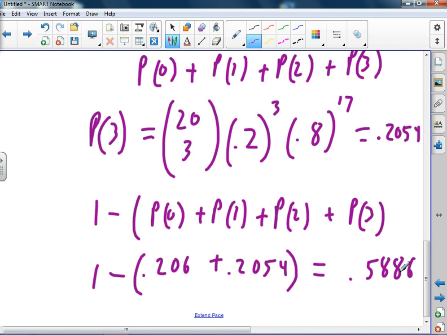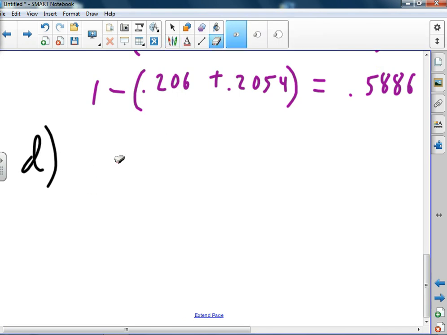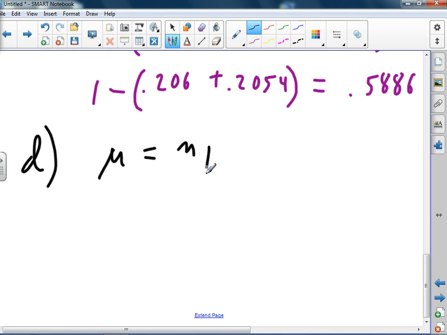The D answer. Compute the expected number of withdrawals. So the expected number of withdrawals is going to be mu, and that's going to be np, 20 times 0.2. 4.